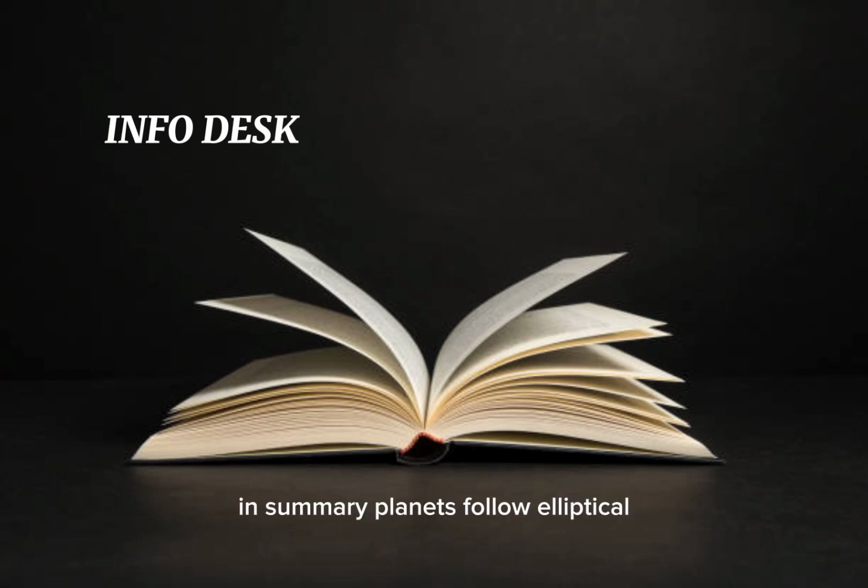In summary, planets follow elliptical orbits around the Sun due to the gravitational force. These elliptical paths, described by Kepler's laws, result in variations in the planet's distance from the Sun throughout its orbit. While the orbits are not perfect circles, they are still stable, allowing the planets to maintain their path around the Sun.